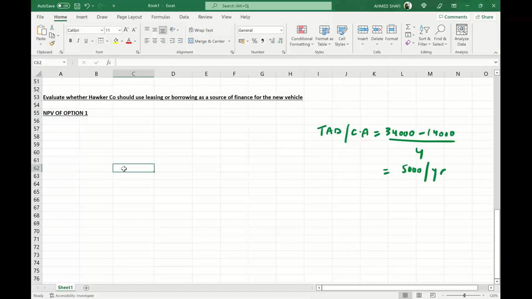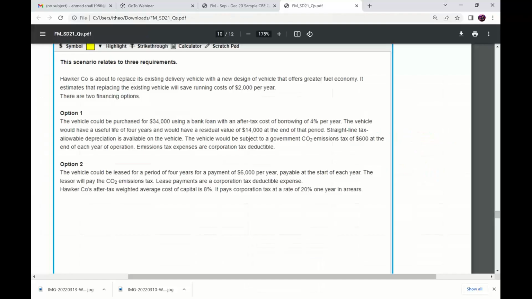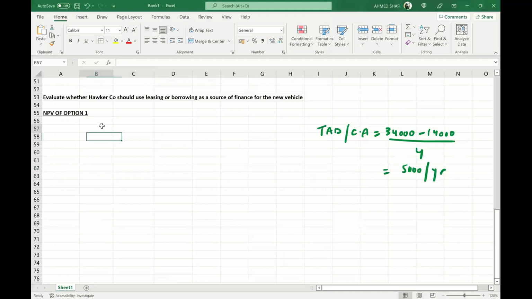So let's find the NPV of option 1. Pay attention. Now what is option 1? The vehicle could be purchased for 34,000 using a bank loan with an after-tax cost of borrowing of 4%. The vehicle would have a useful life of 4 years and a scrap value of 14,000. Tax allowable depreciation is available, which is capital allowances, and there is an emission tax of 600. There is a 4-year life: 0, 1, 2, 3, and 4.